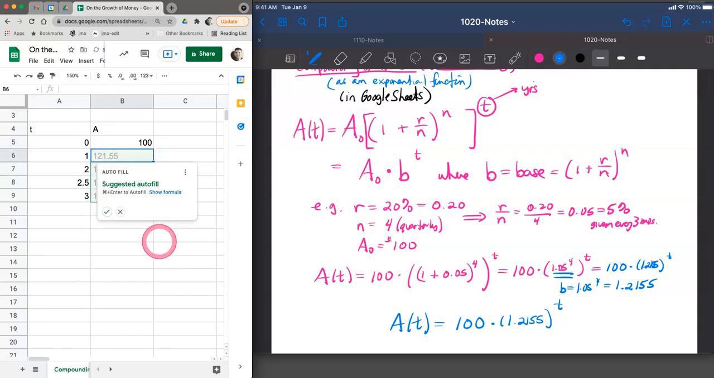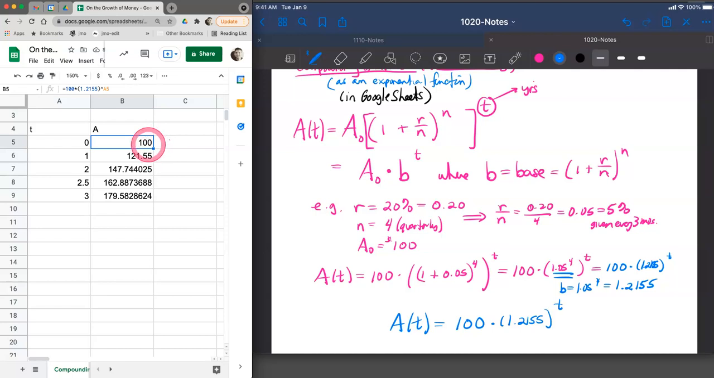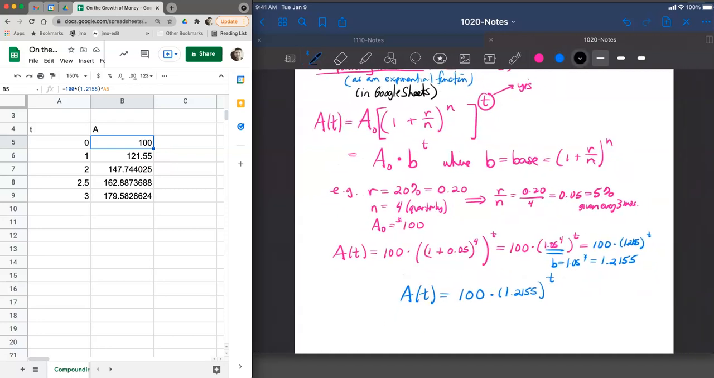Okay, and we can see that the $100 is what we had to start with, so the amount of money evaluated at time 0 is equal to the 100. That makes sense, because if you put in 0 for t, 1.2155 to the 0th power, you'll get 100 multiplied by some number to the 0 is always 1. 100 times 1 is 100. So that's why we are seeing this number here.